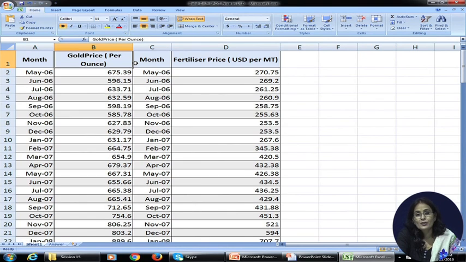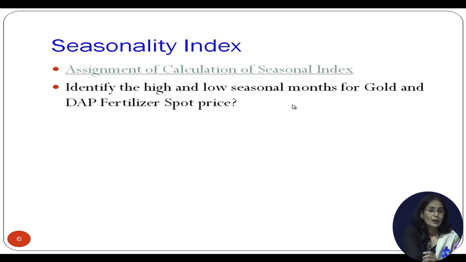However, one thing I would like to mention is that these are spot prices prevailing in the international market. So the DAP price is in USA, and the gold price is the international price. Now, analyzing the fundamental factors, would you be able to tell which commodity will have a higher seasonality? I am not going to give the answer to this assignment today. We will discuss it in our next session. So as I mentioned, the assignment is to identify the high and low seasonal months for gold and DAP fertilizer spot prices.